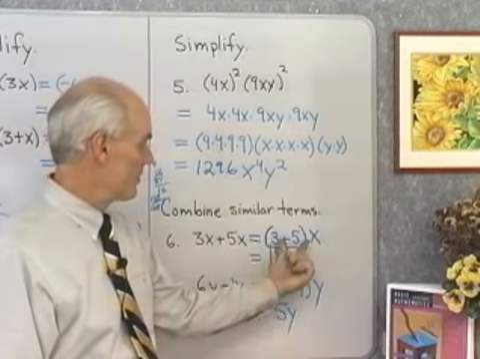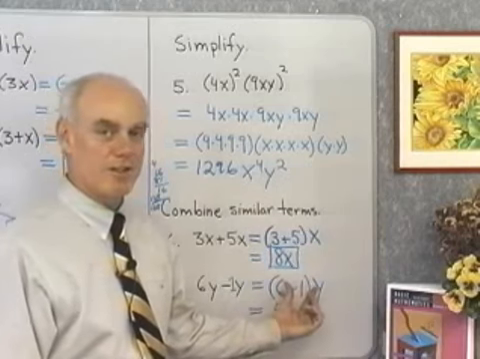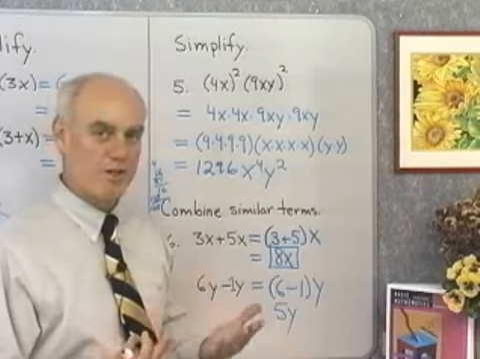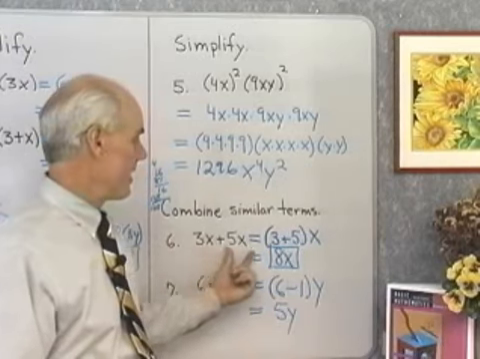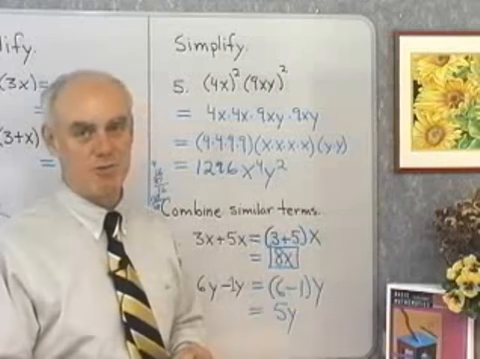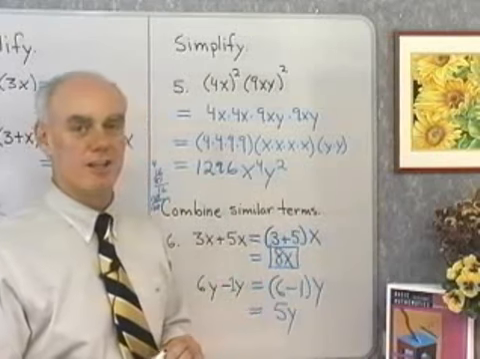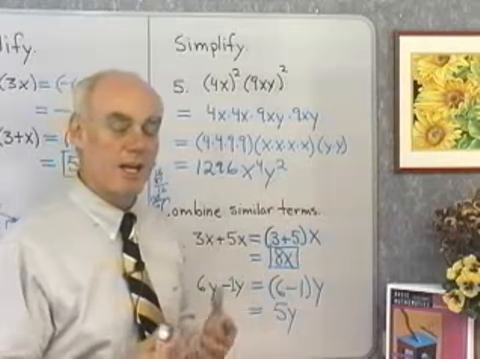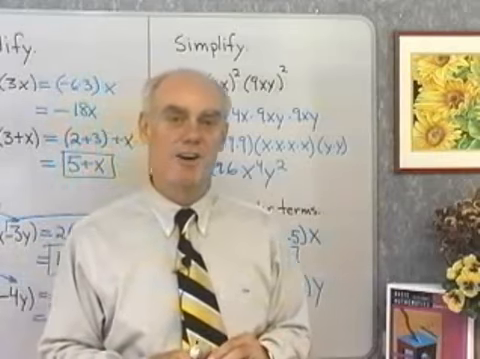Now, you may skip this step right here as you get better at these problems, but you need to know that the reason why 3x plus 5x is 8x is because of the distributive property. The distributive property is the thing that allows us to combine similar terms, and the only kind of terms that we can combine are similar terms.